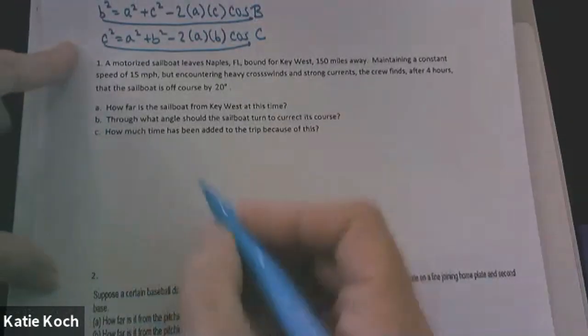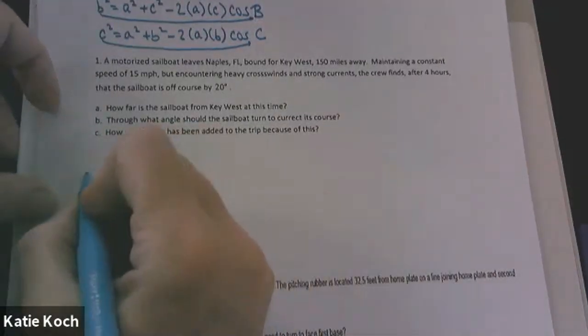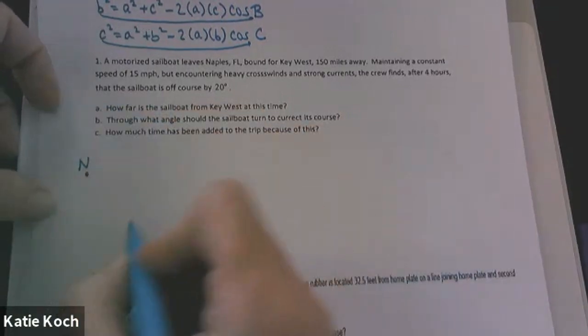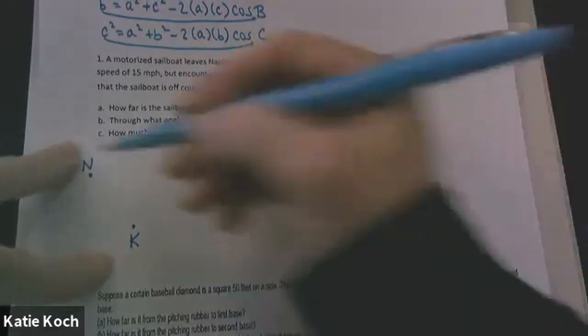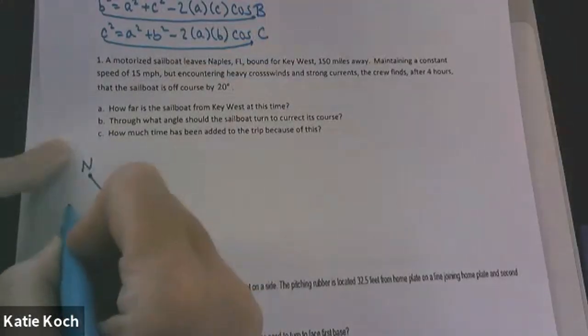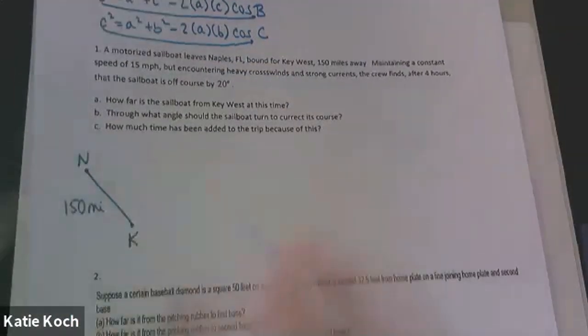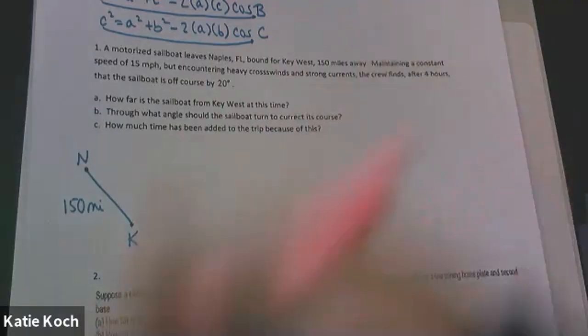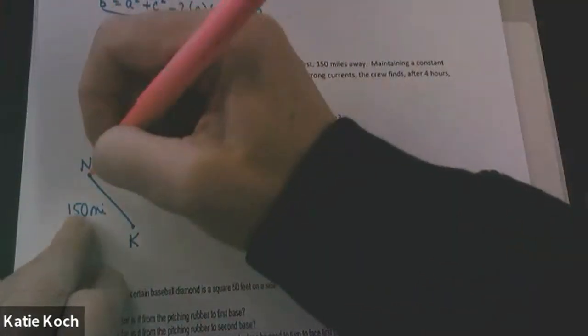We're not going to do bearing problems, if that brings back any bad memories. But we do have to draw a diagram. Now, I happen to know that Naples, Florida is a little bit west of Key West. And the sailboat was trying to sail from Naples to Key West, and that would have been 150 miles. But because of the winds, it's off course. I'm kind of picturing the winds coming from the south, pushing it off course like 20 degrees this way.